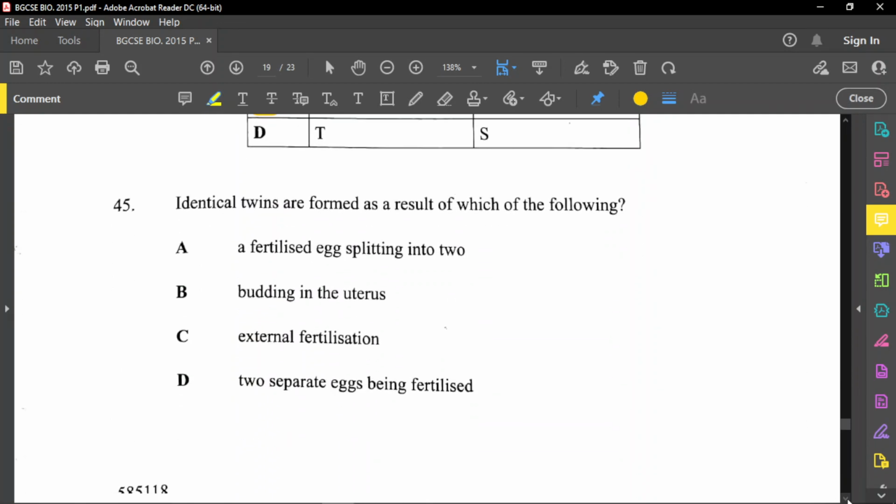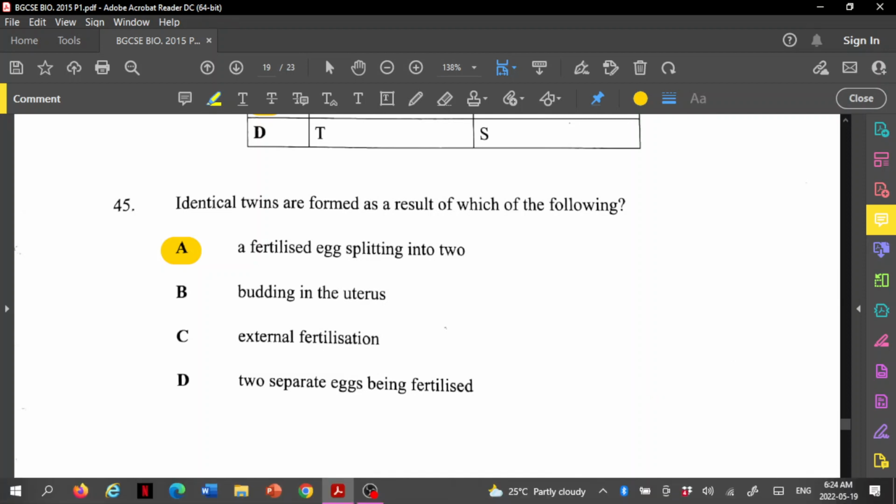All right, next question. It says identical twins are formed as a result of which of the following? Identical twins are formed from one egg that will eventually split into two. So definitely A is the answer: fertilized egg splits into two. Budding in the uterus, that's not true. External fertilization, not true. Two separate eggs, that's fraternal twins. All right, so let's jump to our next question. That one is a straight, direct answer.